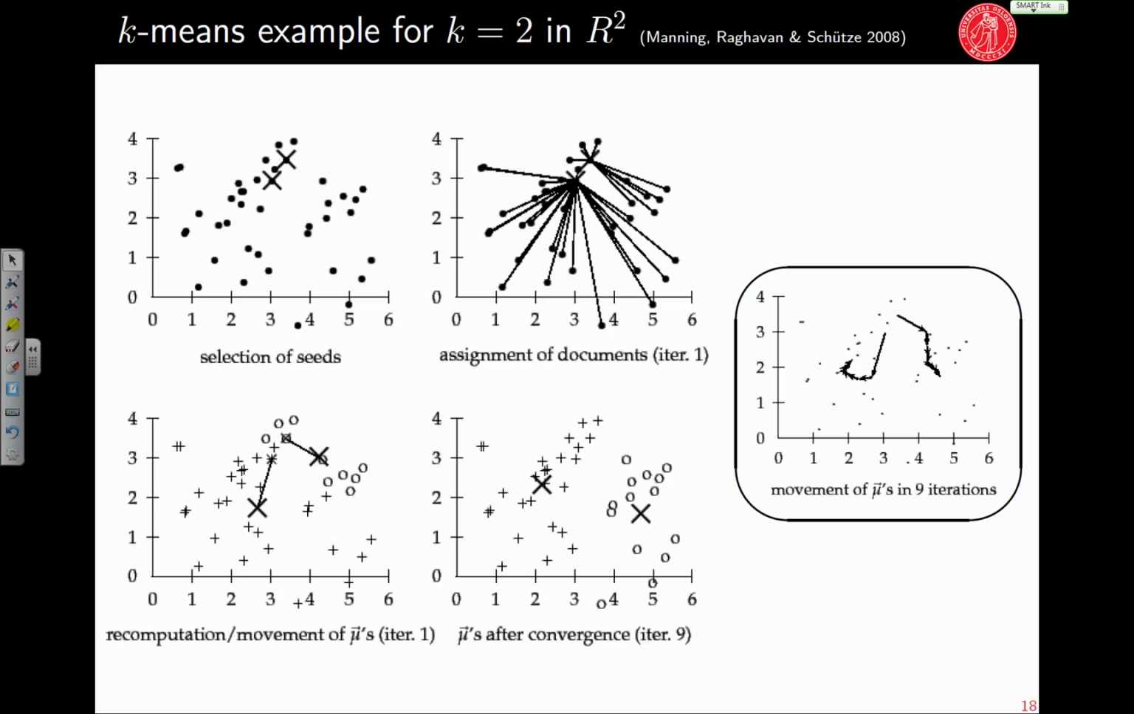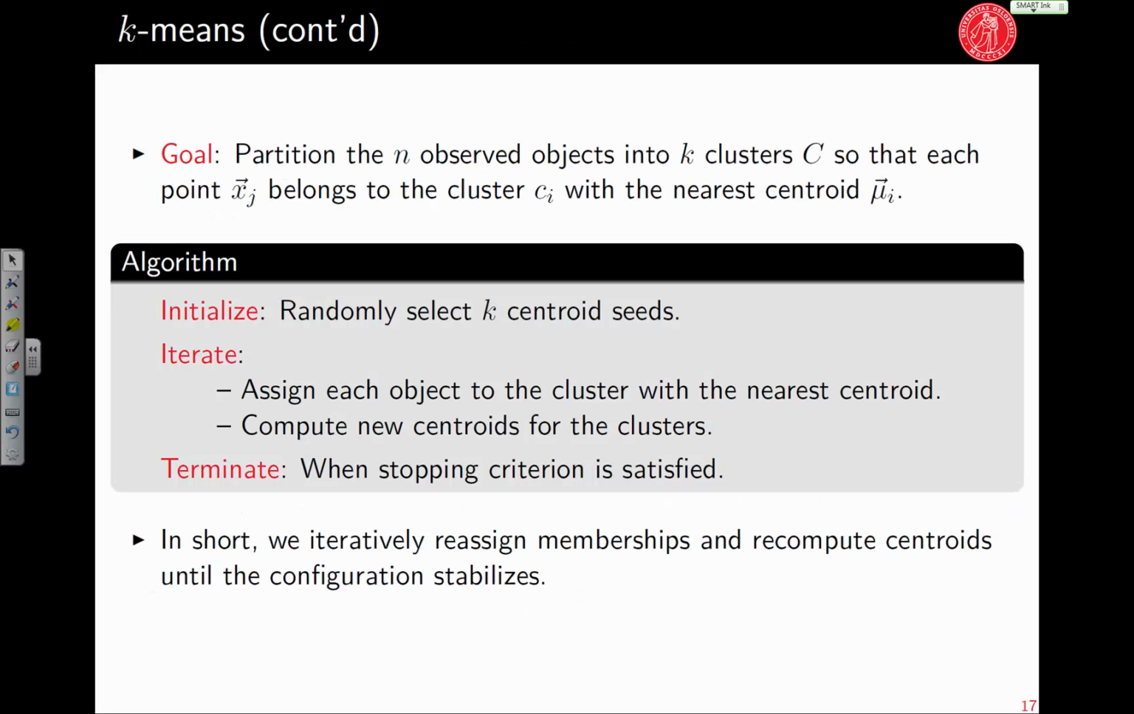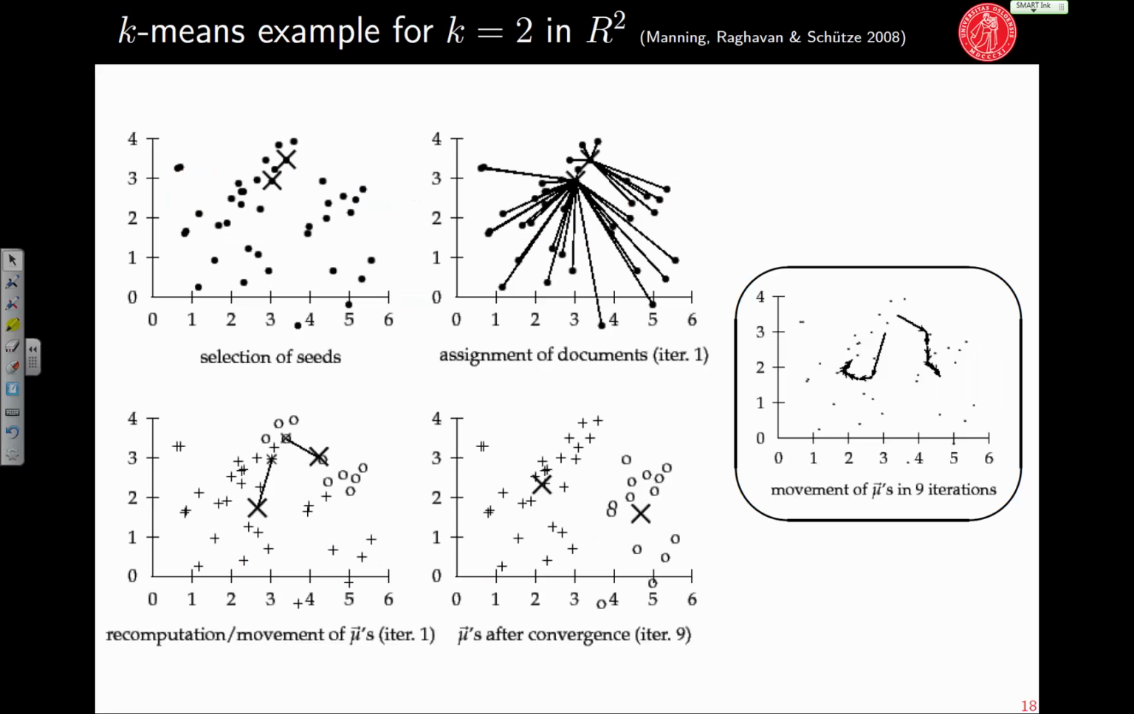So this example is from the IR book. Say that this is our input data. So these are the points that we want to cluster. Our k is 2, so we want to have 2 clusters. Well, that's our goal now. We randomly pick 2 points, the ones that are marked with X's here. So this is the first step, initialization. This we do once.